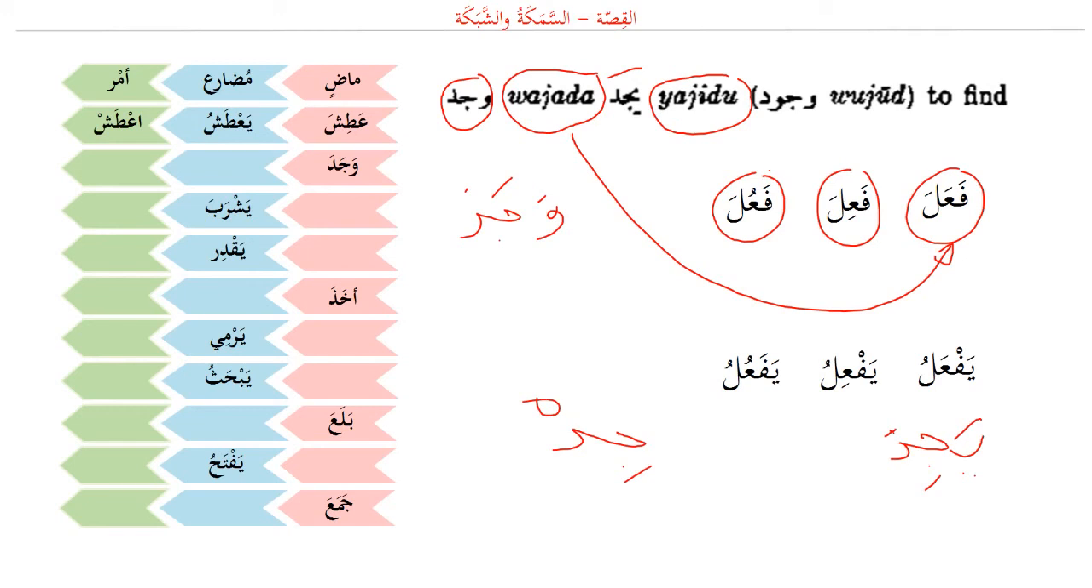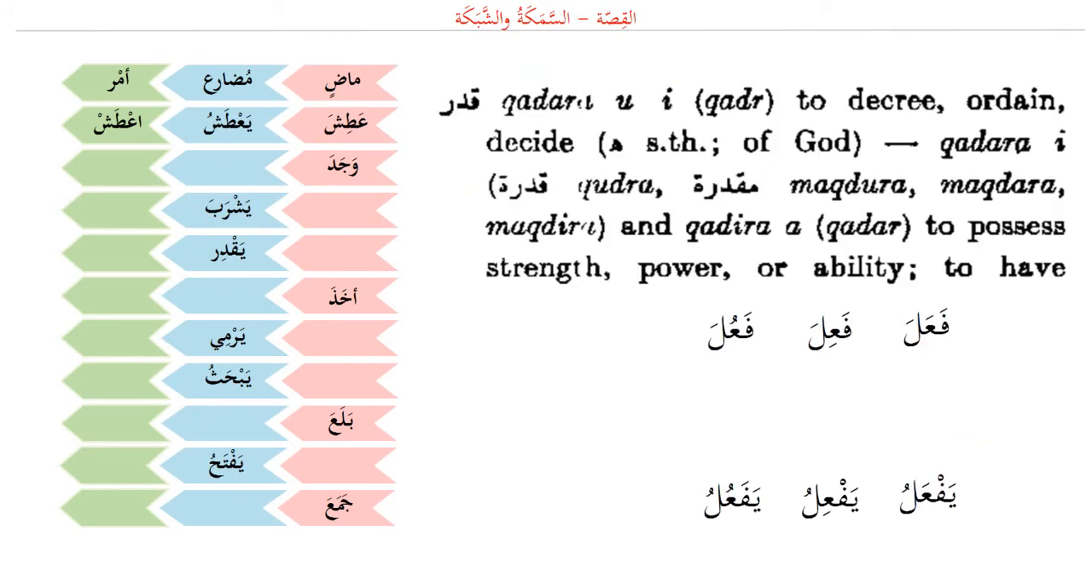The waw drops off in both Mudariya and amr. Okay, I want you to pay attention because you are going to have these questions in the test. So in Mudariya and in amr, the waw drops off if the waw is the first root letter. So it's as simple as that. Let's go to the next one.